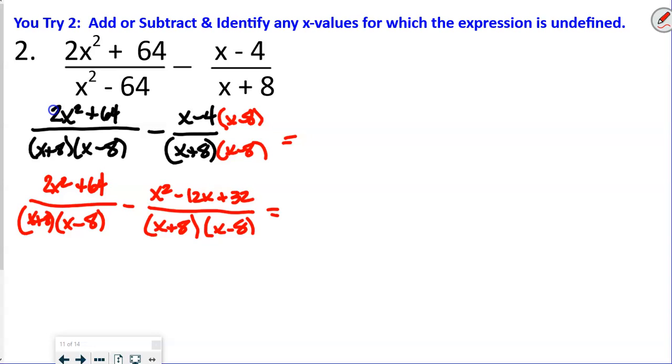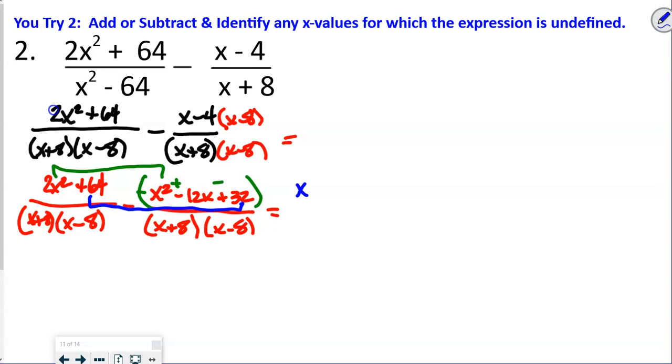Now let's go ahead and combine our like terms on top. So hopefully you can see we've got a 2x squared and a, oh wait, actually before we do that, let's go ahead and change these signs. That's going to be a minus, this is going to be a plus, this is going to be a minus, okay? And then we've got this positive 64 minus the 32 right there. Hopefully you see that. So now we're going to go 2x squared minus x squared.